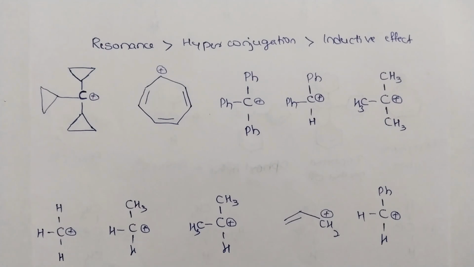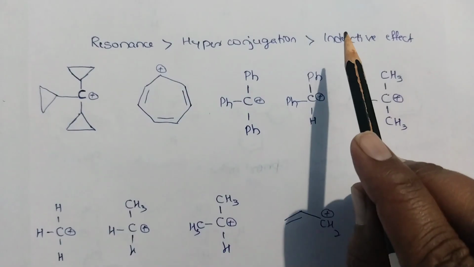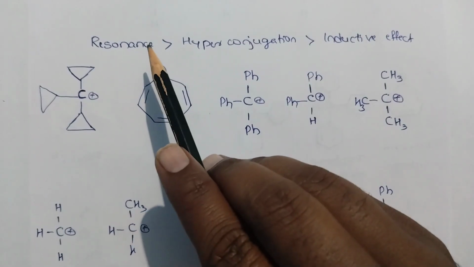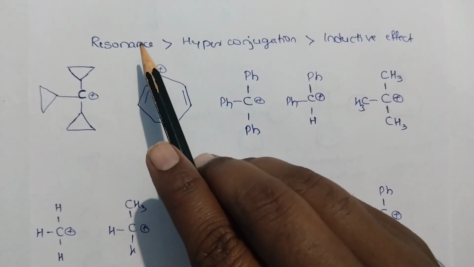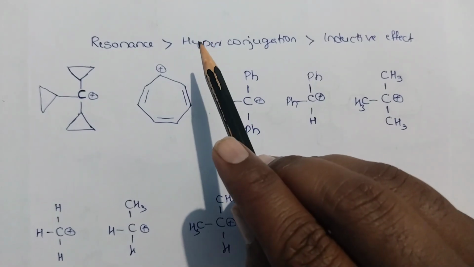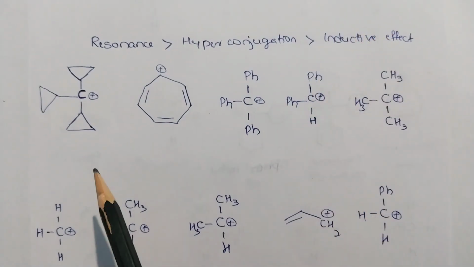Okay, let's discuss more about the stability of carbocations. The order of preference of effects on the stability of carbocations is: resonance is more effective than hyperconjugation, which is more effective than the inductive effect. If in the molecule you can find resonance structures, meaning the carbocation is resonance stabilized, then that is more stable than hyperconjugation. If the hyperconjugation is more, then that will be more stable than the inductive, where you can find the inductive effect. Okay, let's discuss the examples.